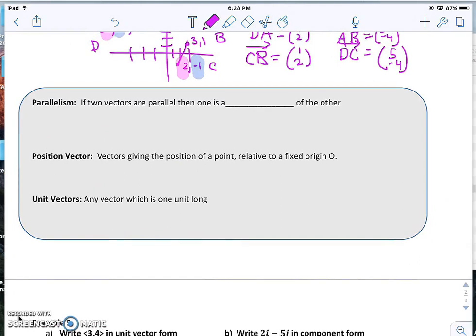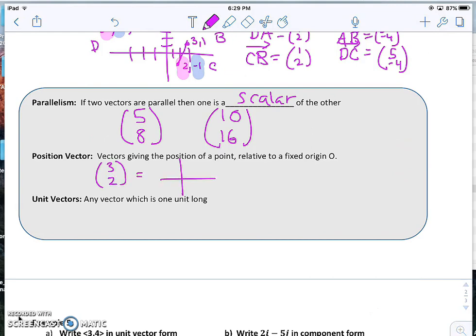So two vectors are parallel if one is a scalar multiple of the other. For example, if we had 5, 8 and 10, 16, this is a scalar; you multiply by 2. A position vector means it's from the origin. So if I had the position vector 3, 2 and I graphed that, we'd start from the origin, over 3 and up 2. And there's our vector. And a unit vector is any vector that's 1 unit long. So we say i is the unit vector 1, 0, and j is the unit vector 0, 1.